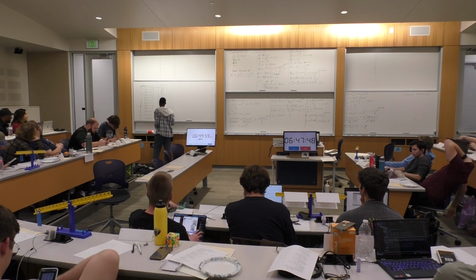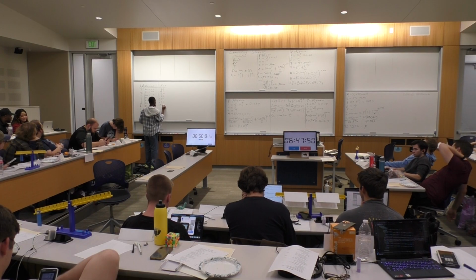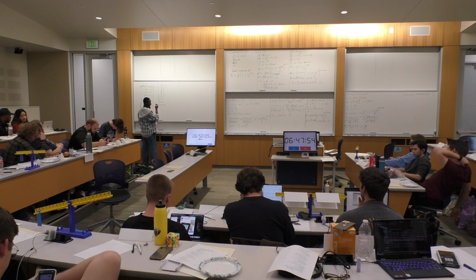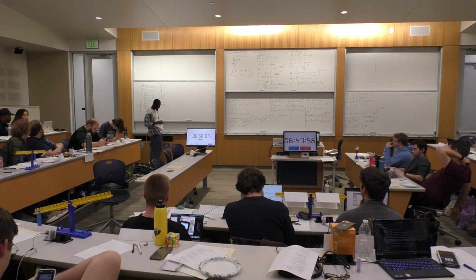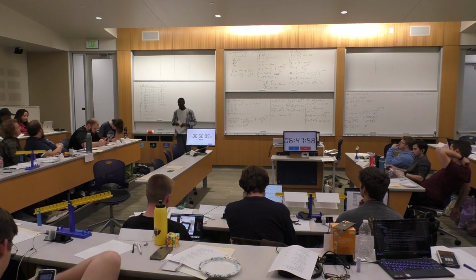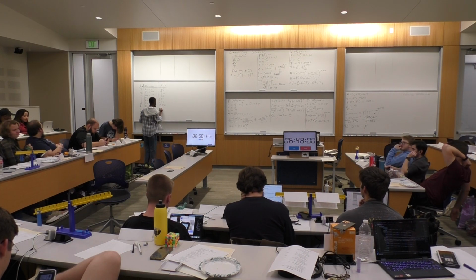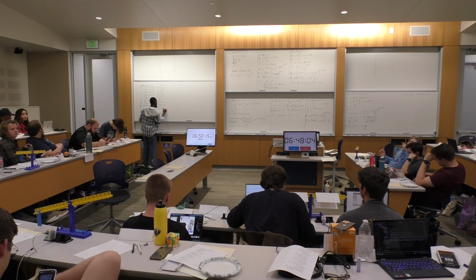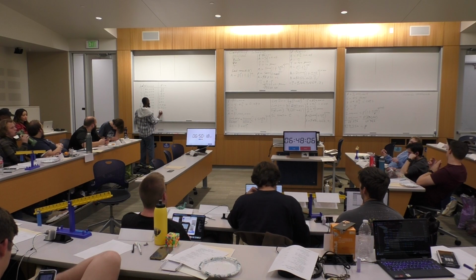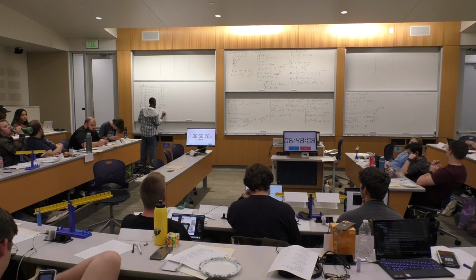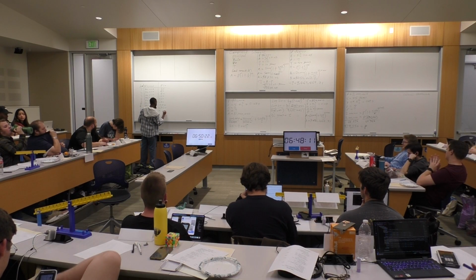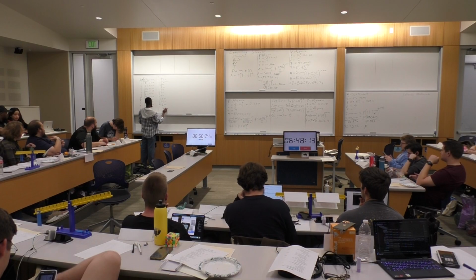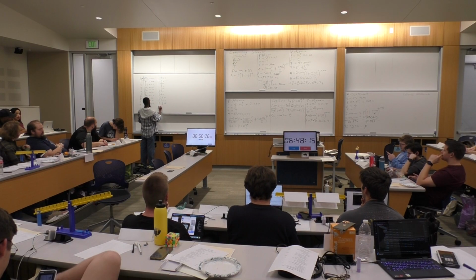So this should be 1028. Then multiply it by 2. 256, 2,560. Multiply by 2. 5120. Multiply by 2. 10,240.